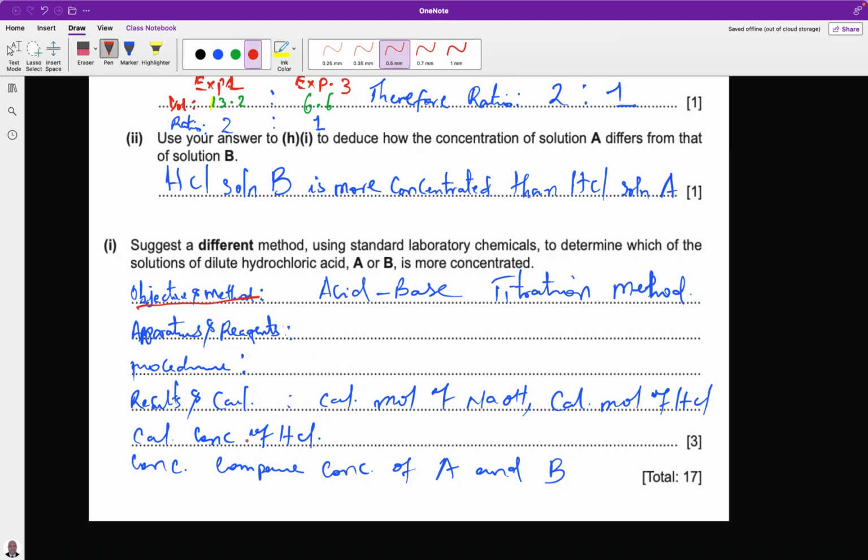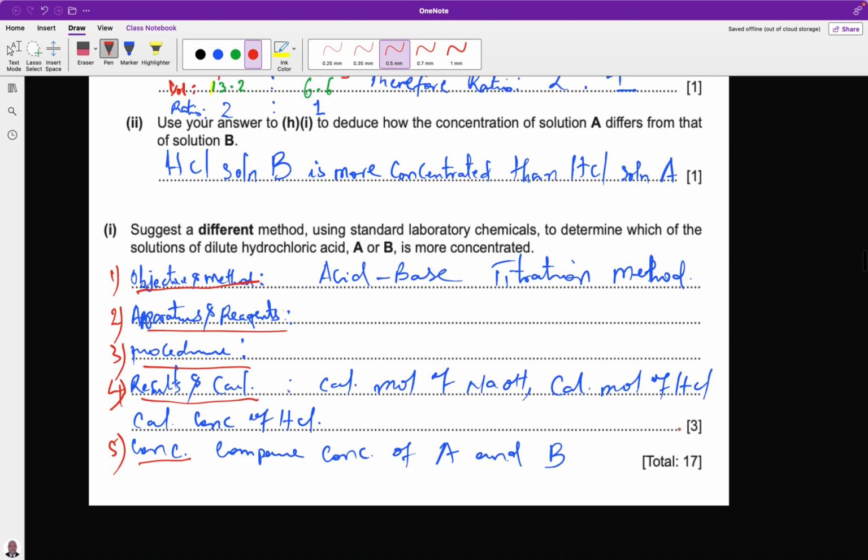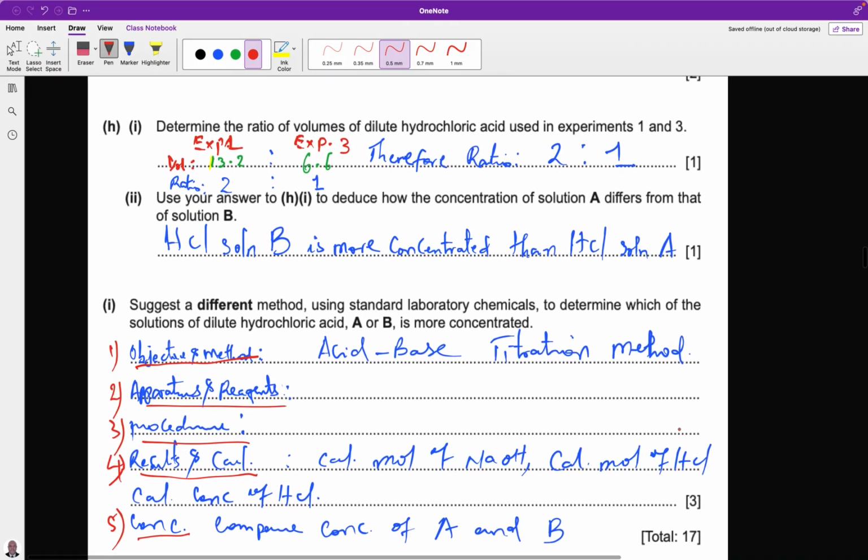Now, compare. Your conclusion will be to compare the concentration of A and B. That is what you are going to do. Just about 1, objective and method, 2, apparatus and reagent, 3, procedure, 4, the results and calculations, and 5, your conclusions. Do that briefly because they are just 3 marks and you get it. If you do all this, you will have all your marks.